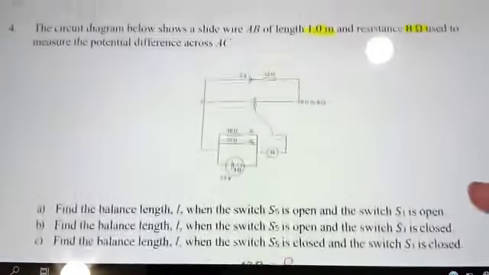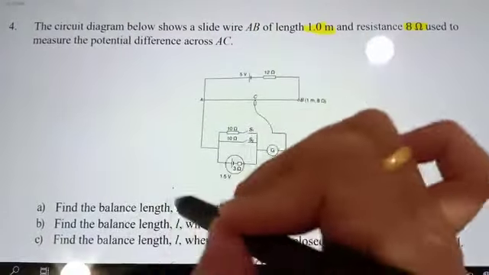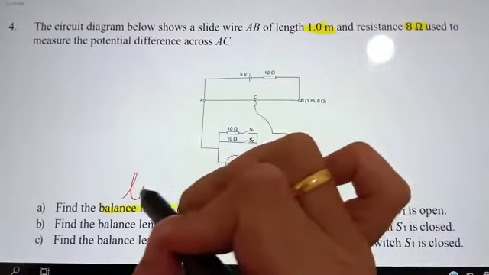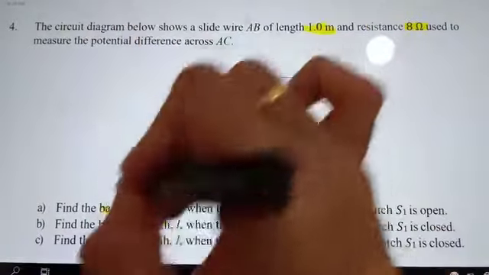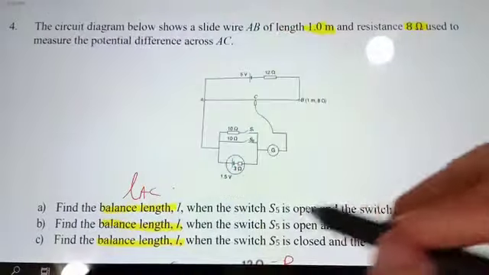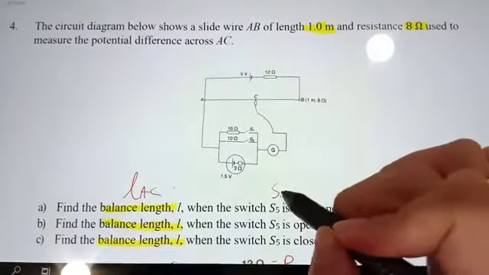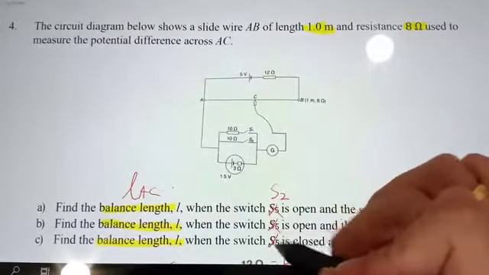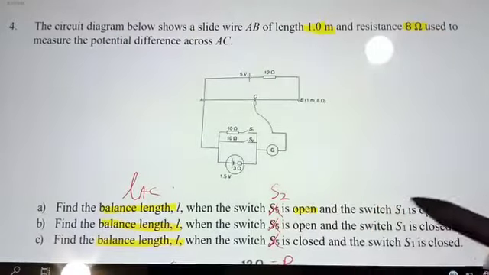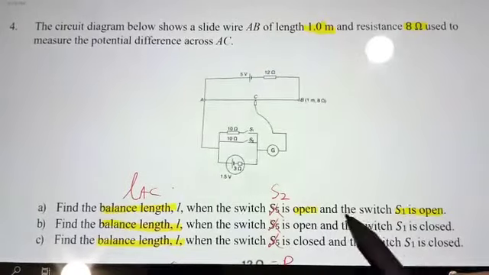Now the first question asks what is the balance length L. That means he asks for the LAC. In fact, all these questions ask for LAC. Here, the switch is actually S2. It's wrong here, all these are S2. If S2 is open and S1 is closed, how do we do the first question?